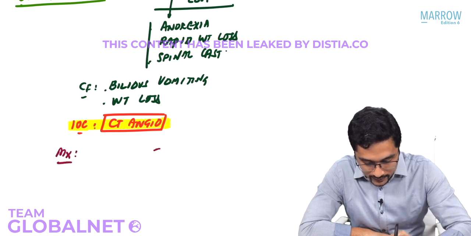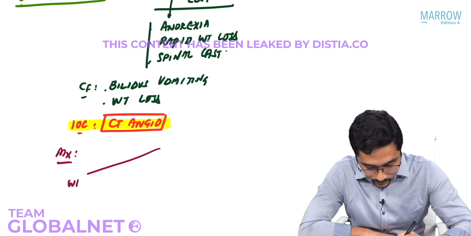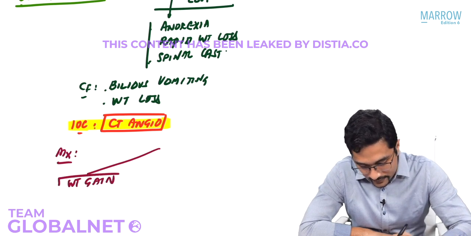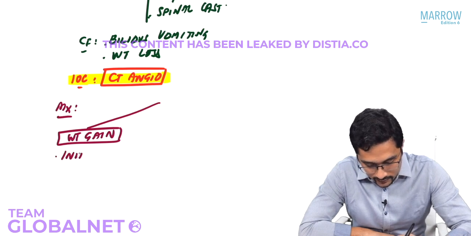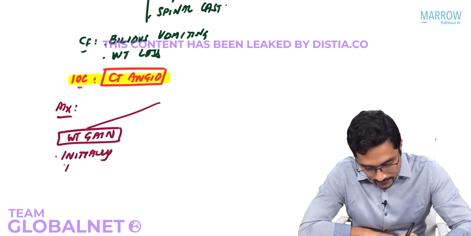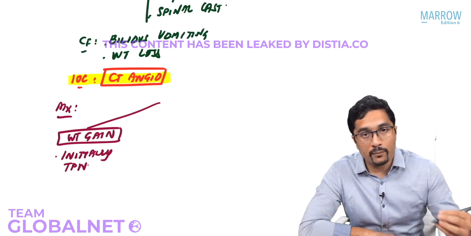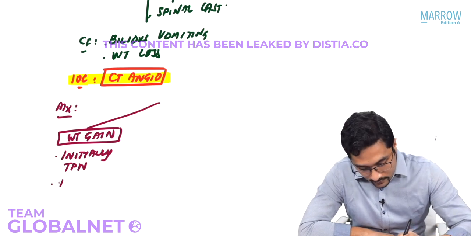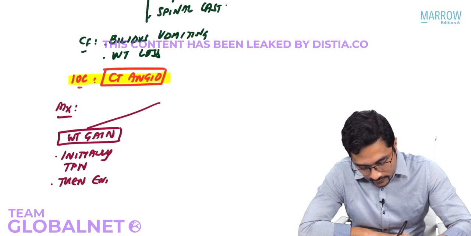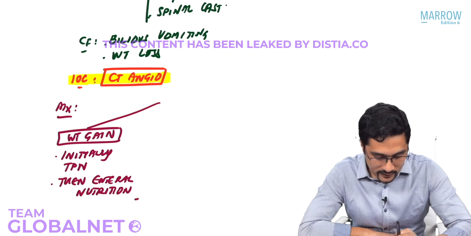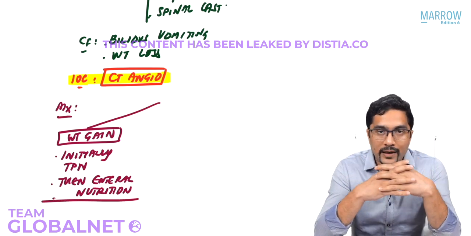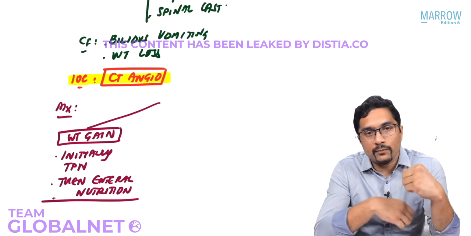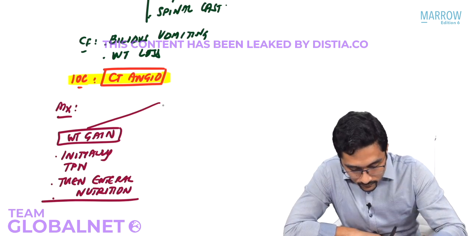The management is that we ask them to gain weight. If there is weight gain, the fat pad can come back again. So these patients can initially be given TPN, total parenteral nutrition, and then they can be shifted to enteral nutrition. Initially we need to give TPN because they'll keep on vomiting everything. So you first give TPN, and when the vomiting stops, then you shift them to enteral nutrition.